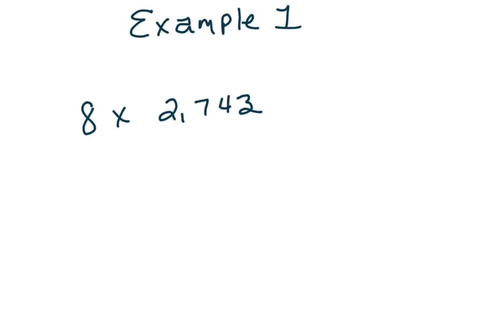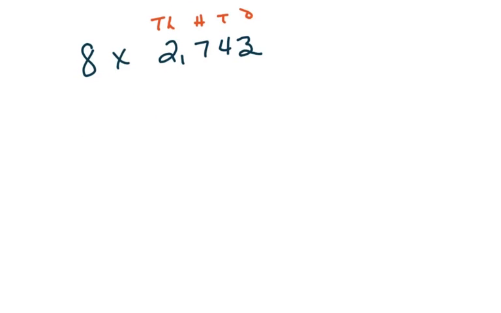So we have the example of 8 times 2,743. Remember how we always do this. We always go through and we label a little place value. So now, once we've done that, we're going to take the number 2,743 and break it into expanded form. And remember, we're just going to distribute that 8 across each place value position in the number 2,743.